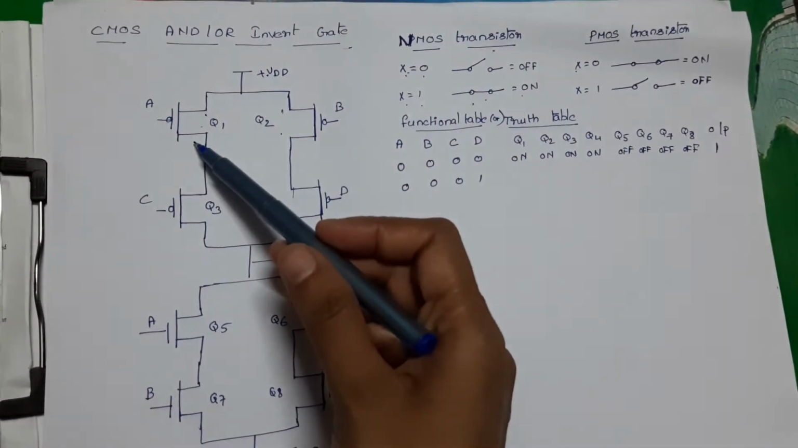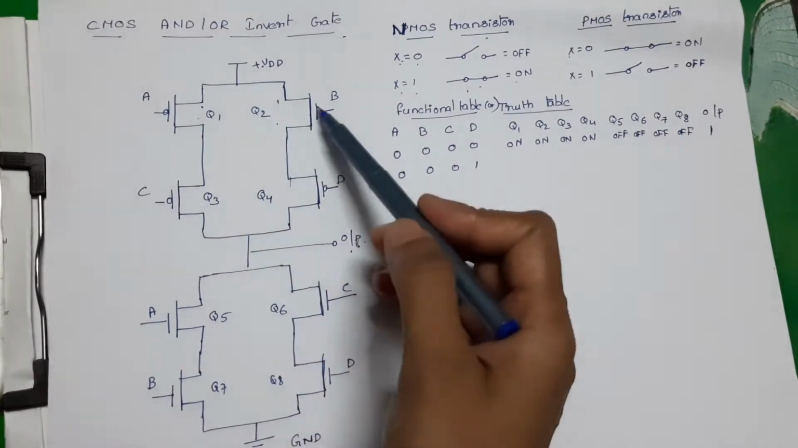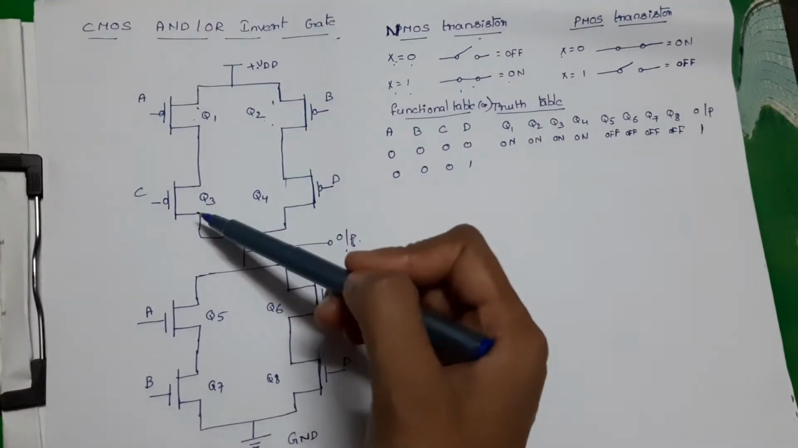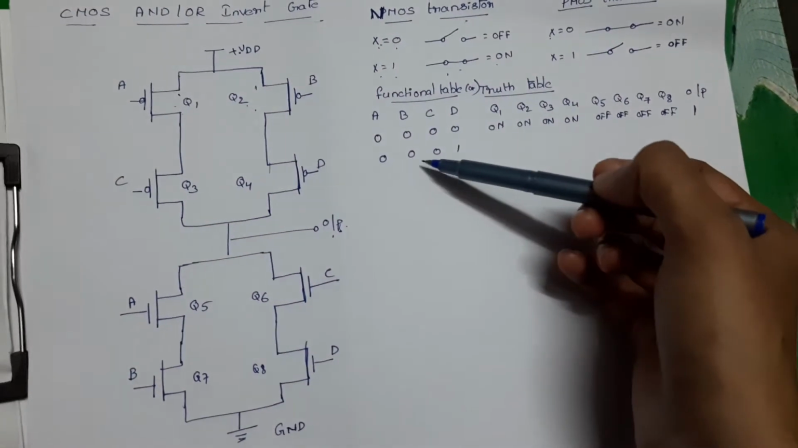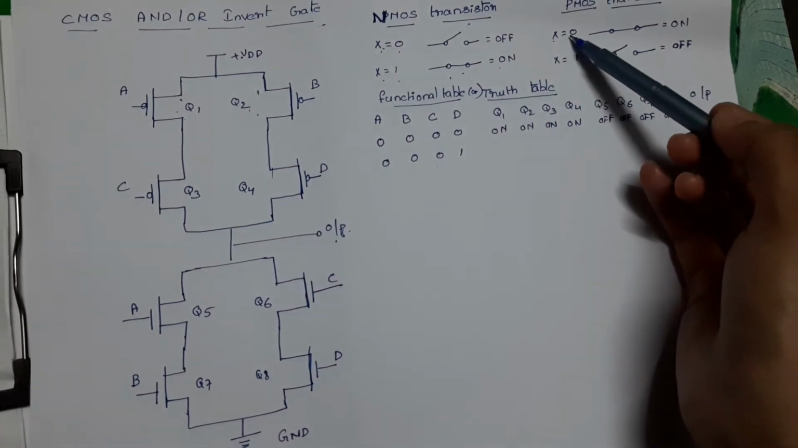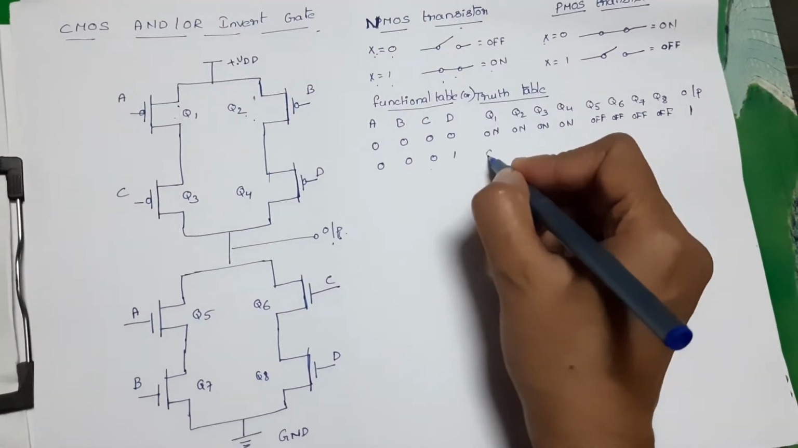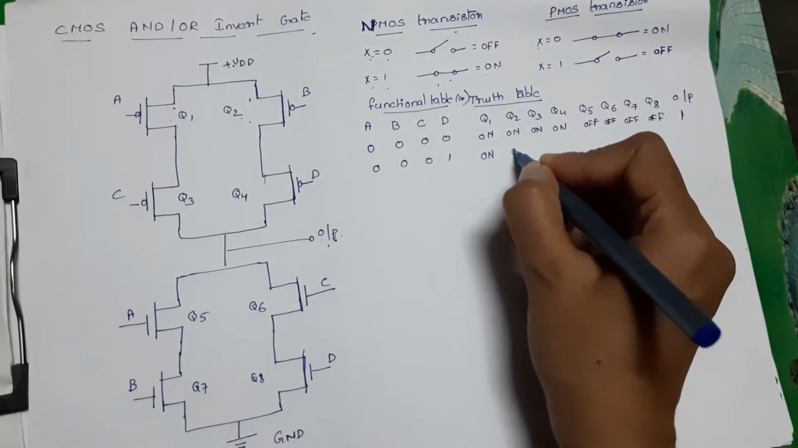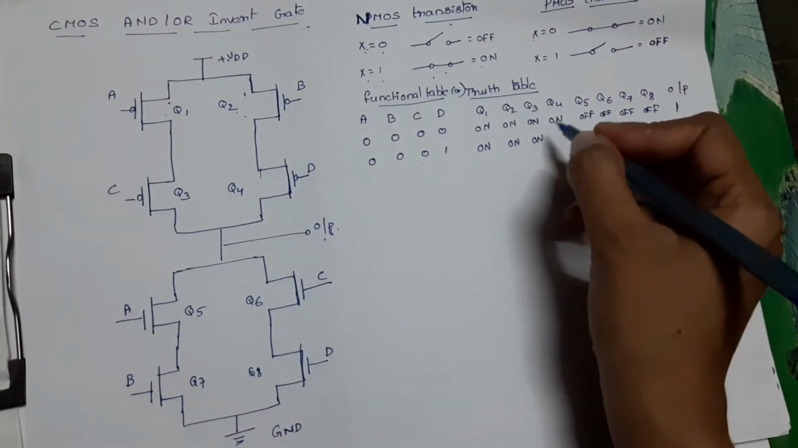So A equal to 0, B equal to 0, C equal to 0. So A, B, C, that means Q1, Q2, Q3. What are we applying? 0. So in the case of a PMOS transistor, 0 means what condition here? On. So that means the Q1 transistor is on, Q2 transistor is on, Q3 is also on.